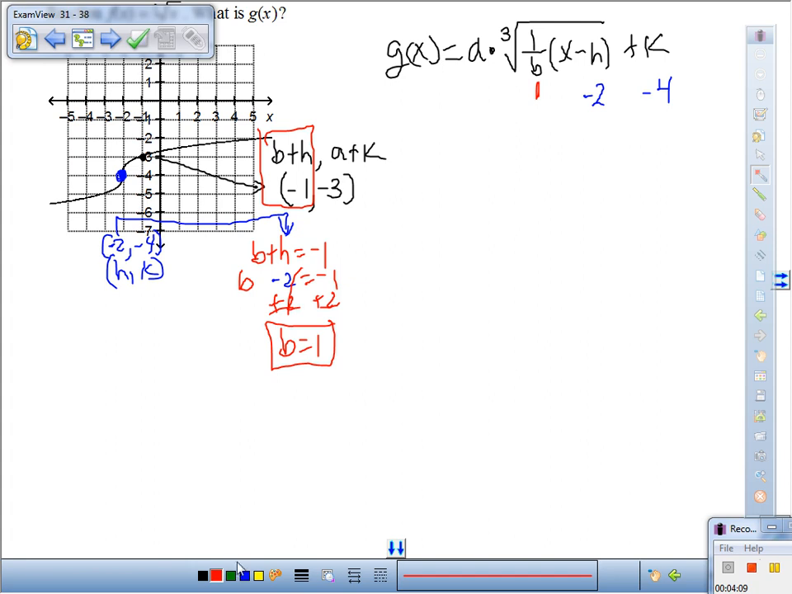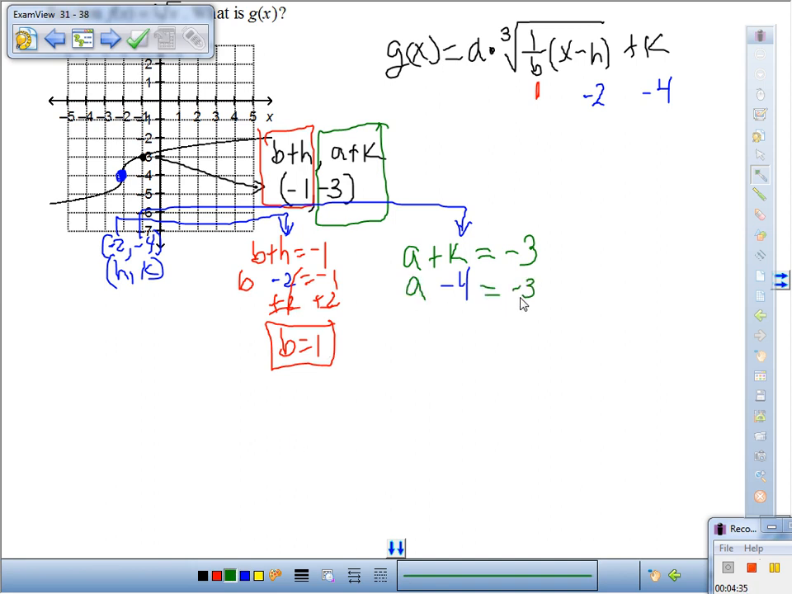All right. So now I just need to figure out what? A. So that means I'm going to write A plus K equals negative 3. But instead of K, what am I going to substitute in there, guys? Negative 4. Goes right there. So I bring everything else down. A equals and negative 3. So therefore, what do I do here? Plus 4, plus 4. A equals 1. That goes right there.